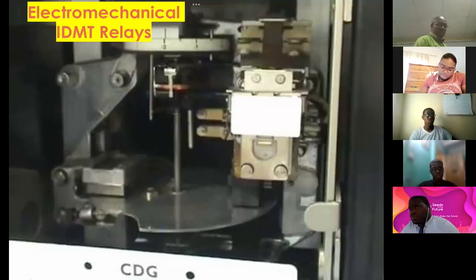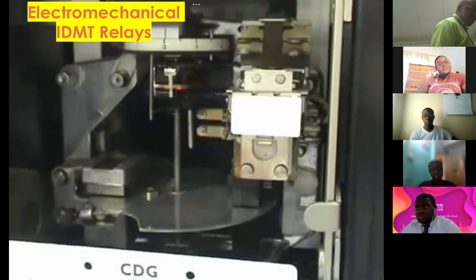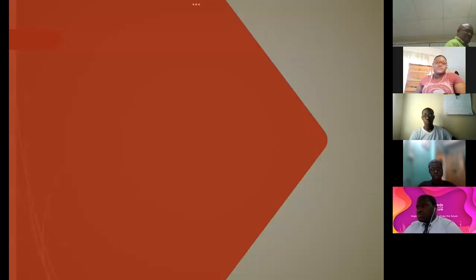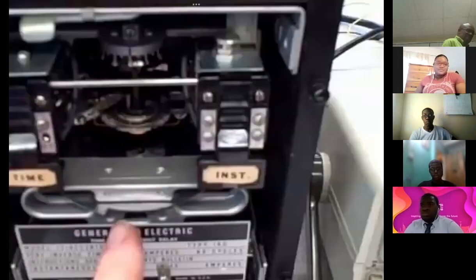So we have our disk. Let me jump to the other one, because I think that one may look a little bit better. I'll come back to it.